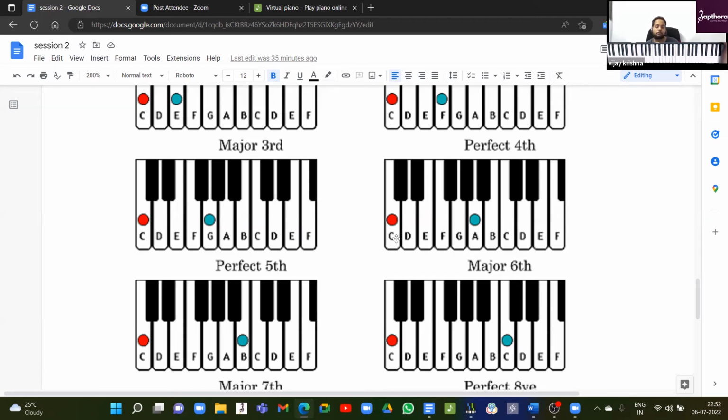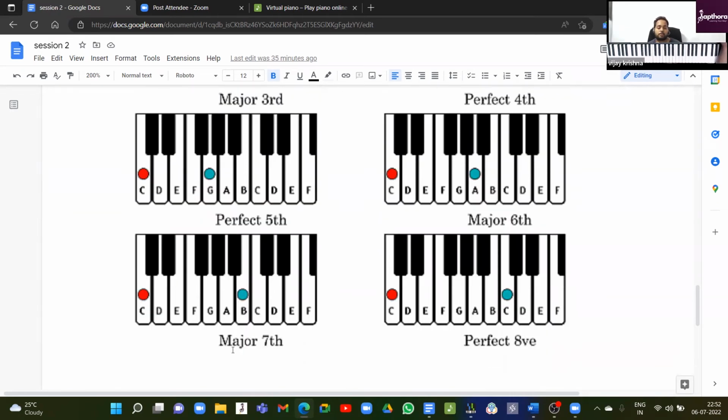The next one we are going to is called a major sixth. A simple way to count: C as 1, 2, 3, 4, 5, and the sixth will be the A note. So play the C and jump six steps and go to the A note. When you play both together, this is the sixth key in the C major scale.